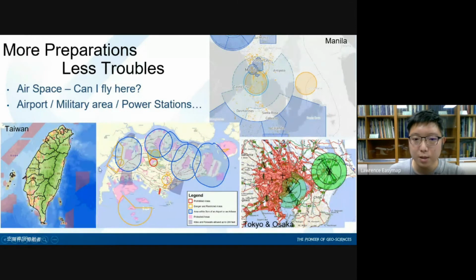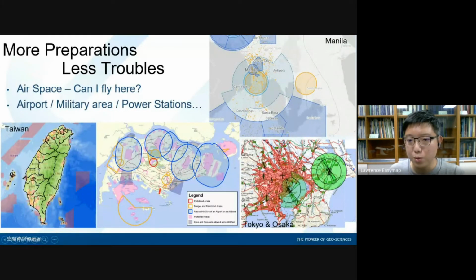And for the other map in the middle, this is the airspace chart in Singapore. So you can see that Singapore is a very small country, of course. And the gray area here is the area where the UAV operator can fly. So you can see that it is just a very small area, and you need to follow the regulation very carefully. Otherwise, you may have some trouble.